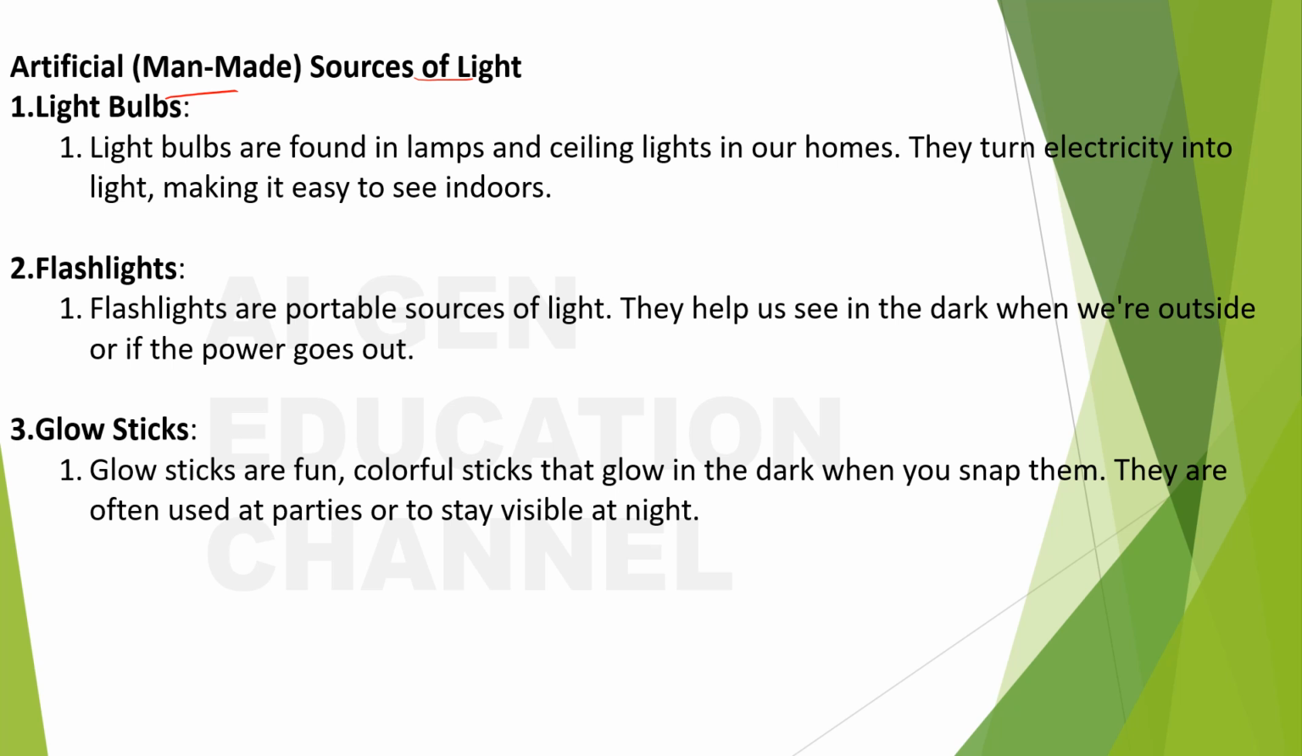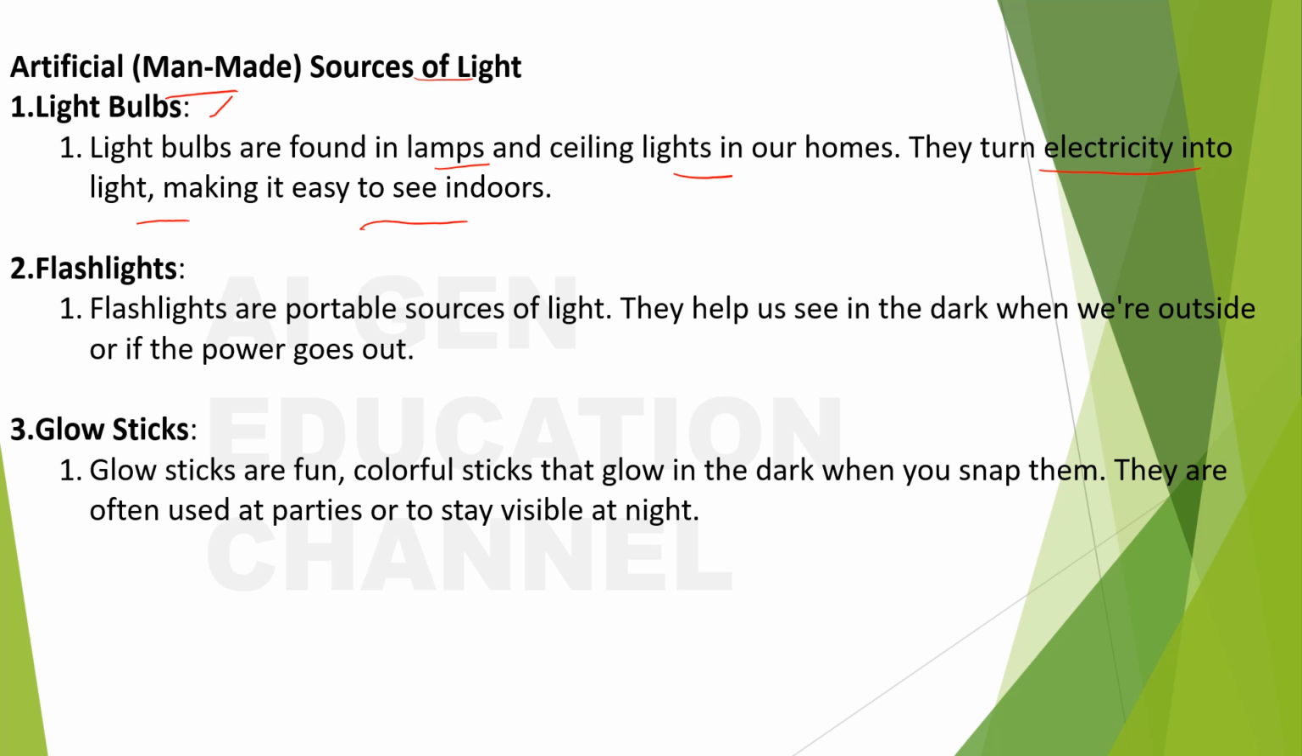All the things that you can see around in your classroom, like light bulbs and tube lights and flashlights in your mobiles, all these belong to this category. So what are light bulbs? They are found in lamps and ceiling lights in our homes. They turn electricity into light, making it easy to see indoors. Especially in the nights, in the evenings, you will have to put on some bulbs or some tube lights so that you can see around, right? So light bulbs are the artificial sources of light.